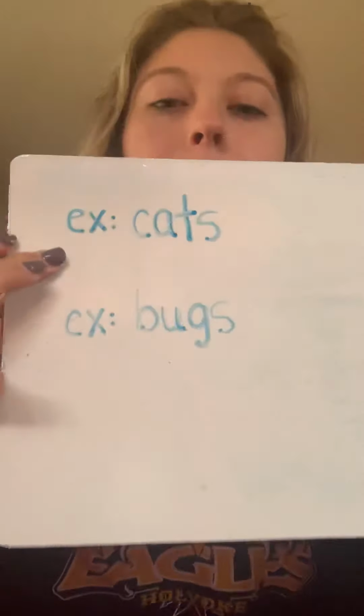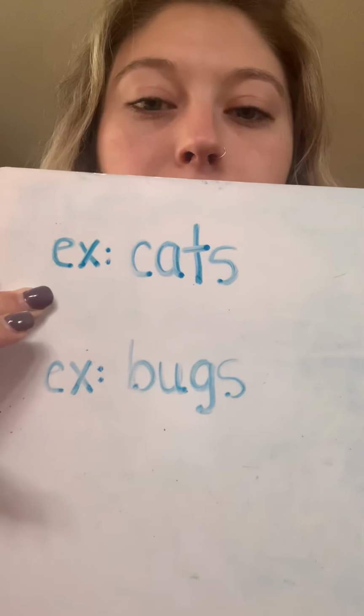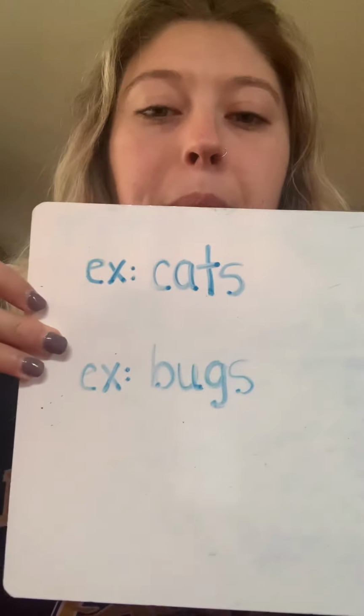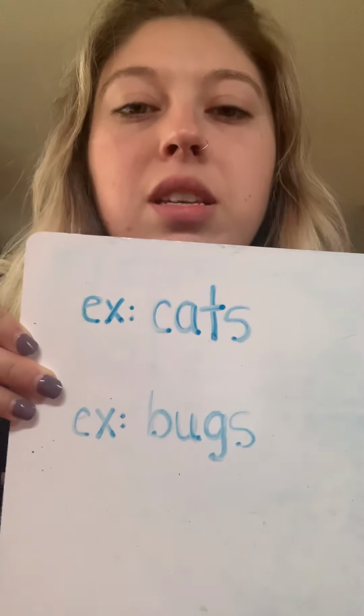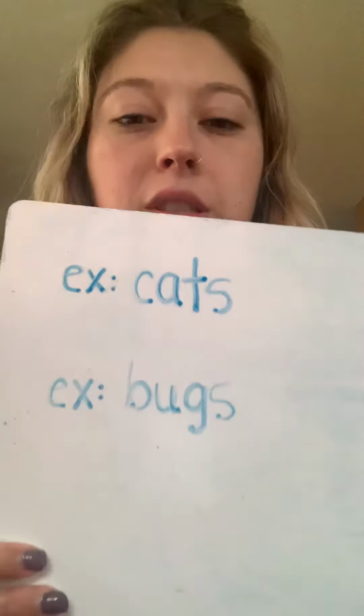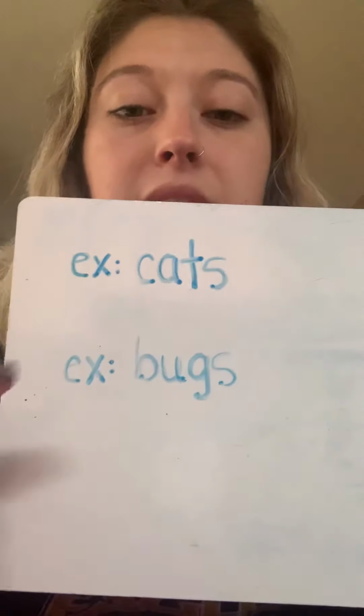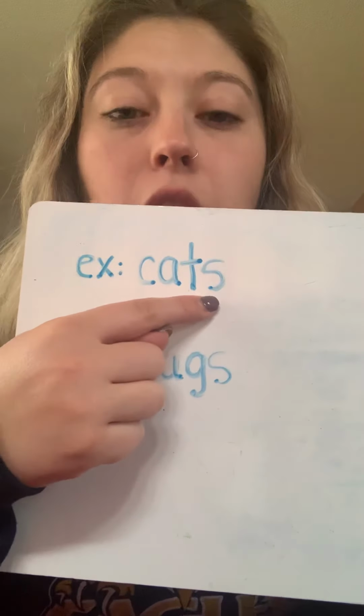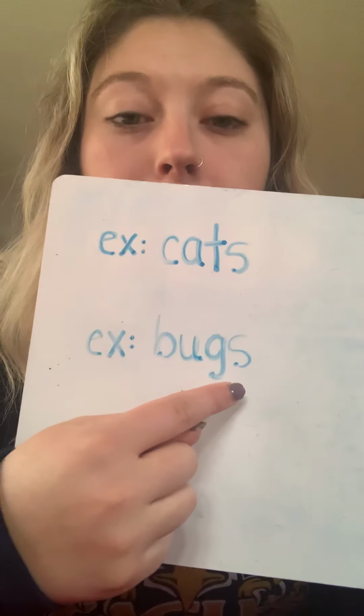Now if I wanted to have the word bug written down, and I wanted to make the meaning change into more than one or two, I would add the suffix s onto the end of the word. And now I have the word bugs. Notice how in the word bugs, the ending sound is a z. So the suffix s has two different sounds it makes. It makes a s like in cats, and it also makes a z like in bugs.